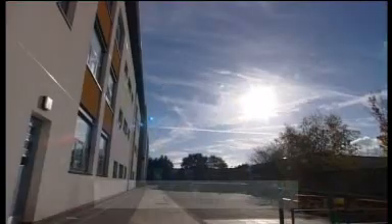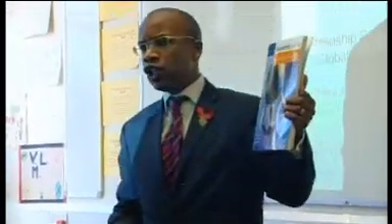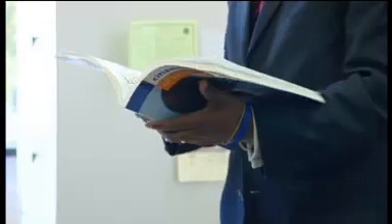Let's have a look at This Is Citizenship Studies in use in the classroom. We visited Gladesmore Community School in North London, where teacher Lee Carroll and his class are using the book. What we're going to be doing today is working from this particular Citizenship Studies book. It's a GCSE book. The resource I was using today was a Citizenship Studies book for Key Stage 4 and GCSE. The lesson that we were looking at today was globalisation.